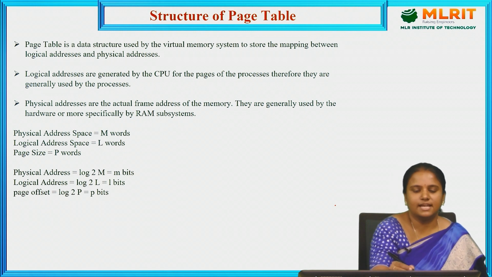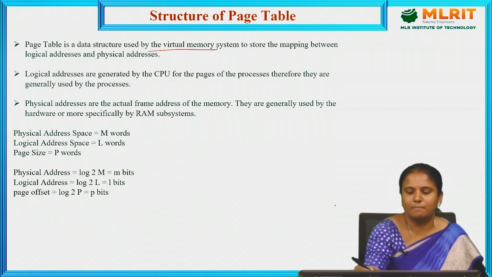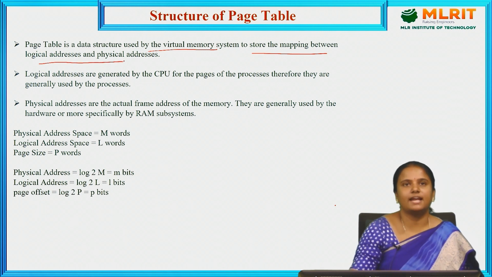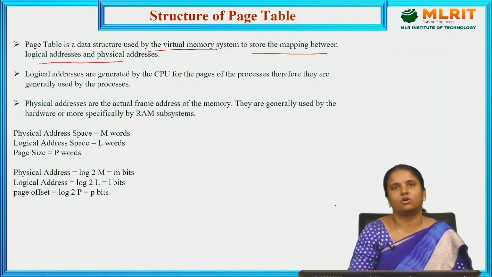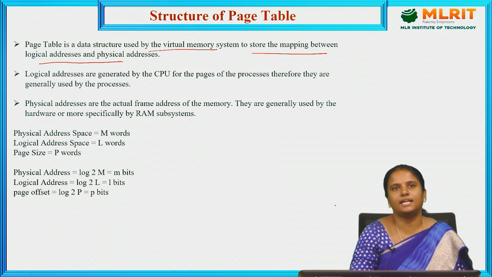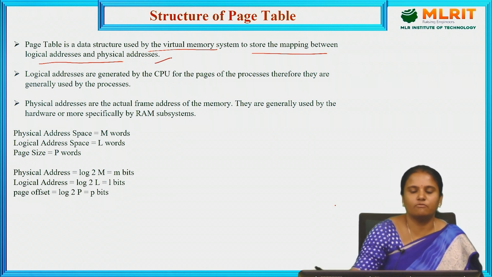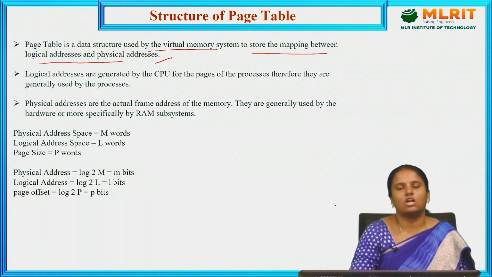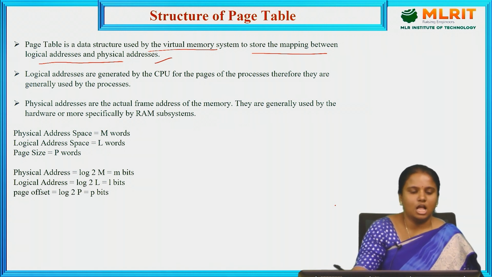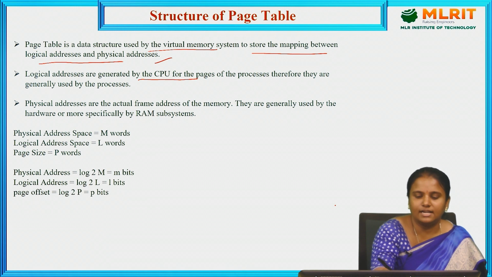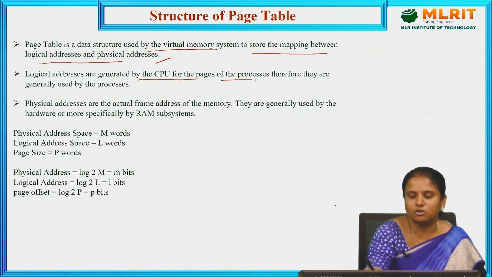Page table is a data structure used by the virtual memory system to store the mapping between logical addresses and physical addresses. So, here the page table is a data structure used by the virtual memory system to store the mapping between the logical address and physical address. How are we going to map the logical address and physical address? Logical addresses are generated by the CPU for the pages of the processes.